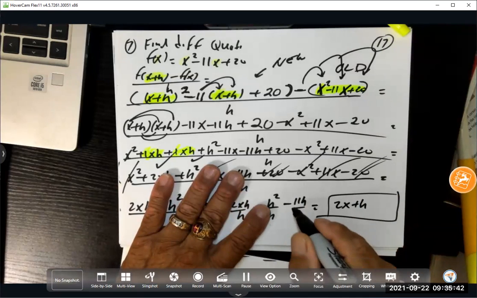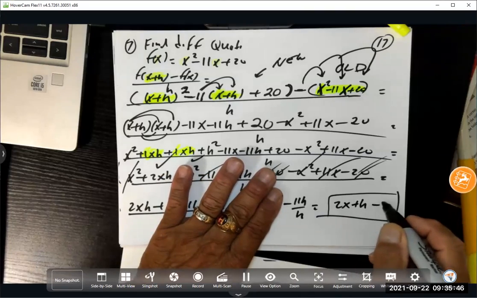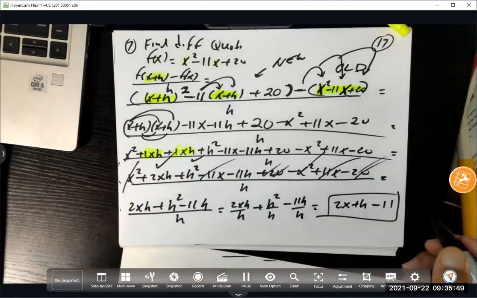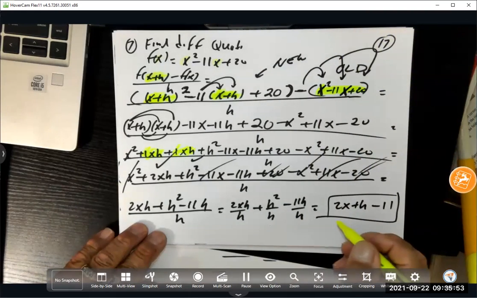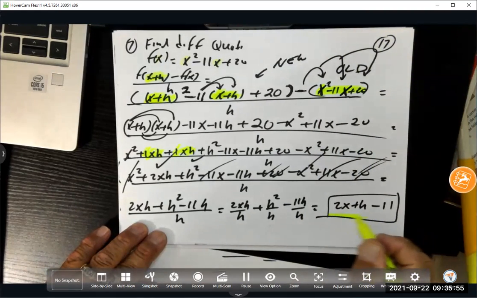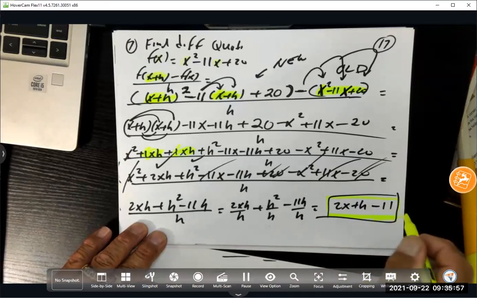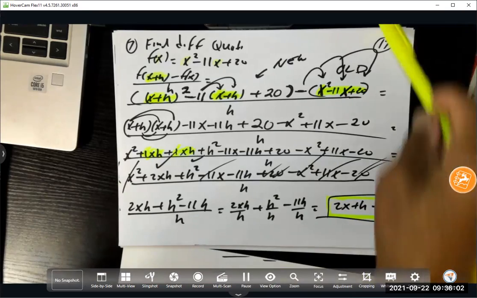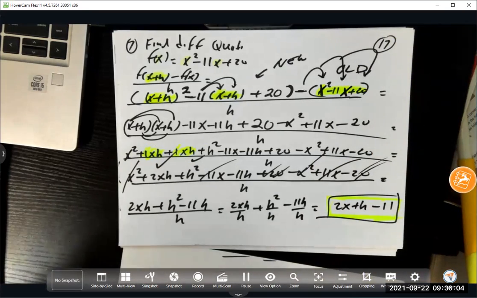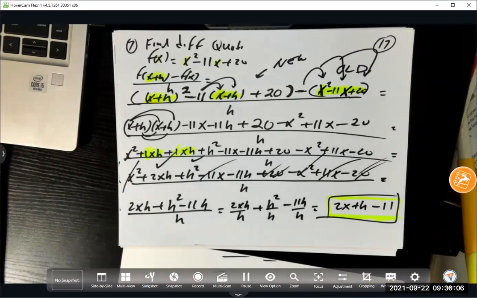What's negative 11h over h? Negative 11. No, just 11. So it will be 2x plus h. Okay, hold on. Let me write it down. I'm going to do it again, don't worry. 2x plus h minus 11. There we go. That's the answer.